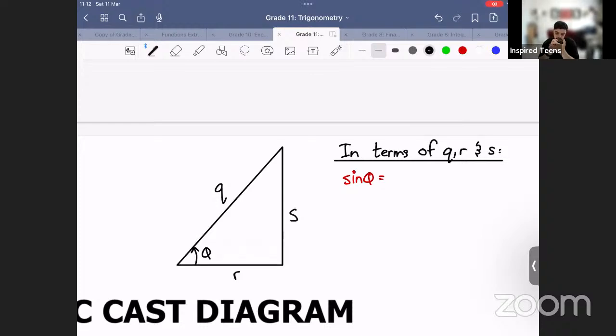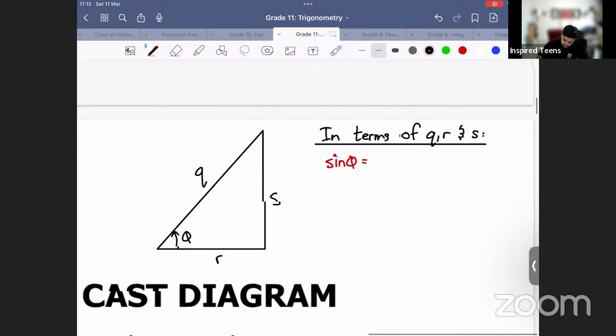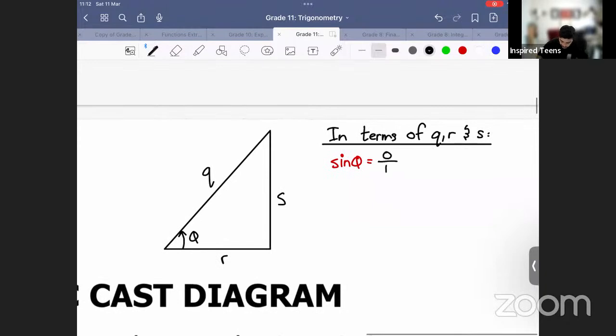In terms of Q, R, and S, what is the value of sine theta? S over Q, very correct. So we have opposite over hypotenuse, where opposite is S and hypotenuse is Q.